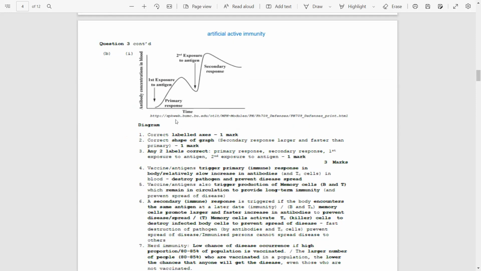So you get marks for correctly labeling your axes. Make sure the graph has the right shape. So you should make sure you show that the secondary response is larger and quicker than the primary response, all right?